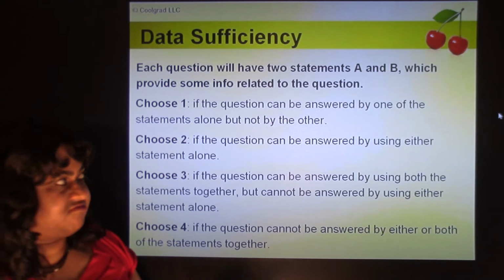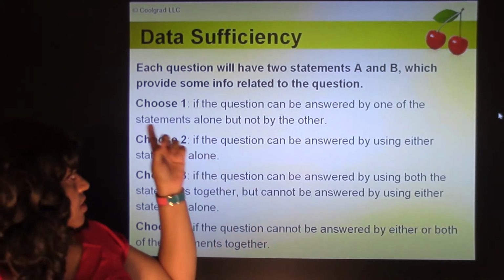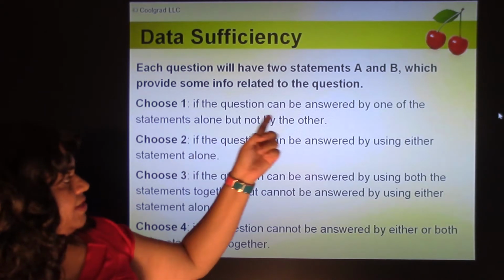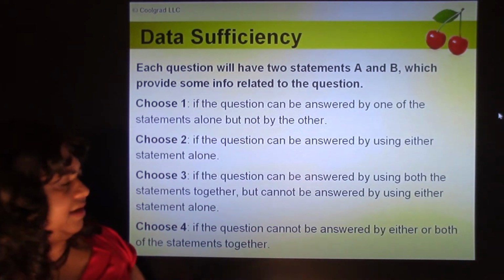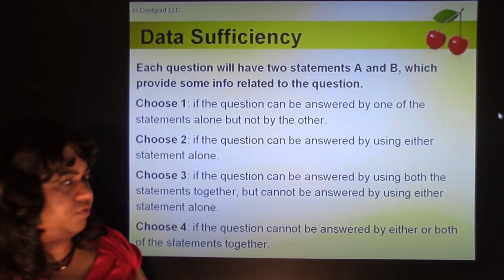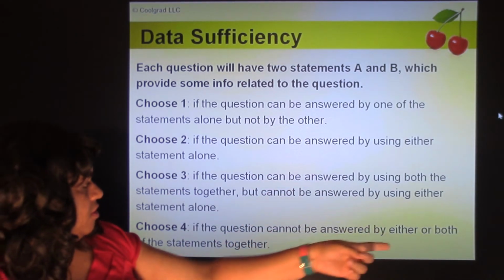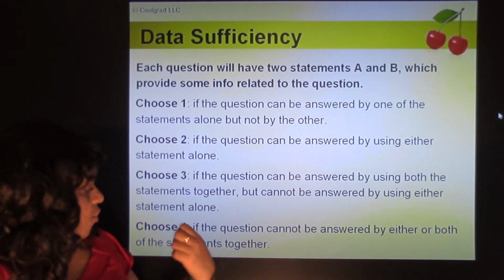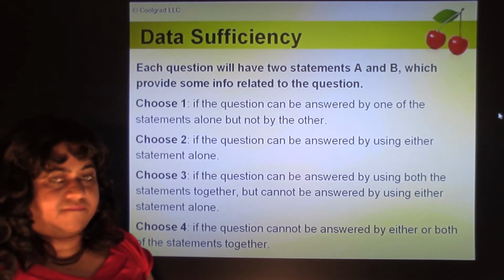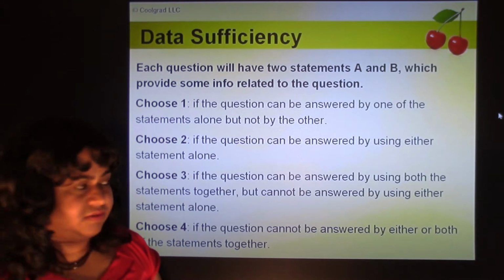So in data sufficiency, they give you 2 statements, A and B, which will provide some info related to the question. So 4 answer options. You have to choose one. 1. If the question can be answered by one of the statements alone but not by the other. 2. If the question can be answered by using either statement alone. 3. If the question can be answered by using both the statements together but cannot be answered by using either statement alone. And 4. If the question cannot be answered by either or both of the statements together. So these are your 4 answer choices. It can be tricky. You need a lot of practice with data sufficiency.